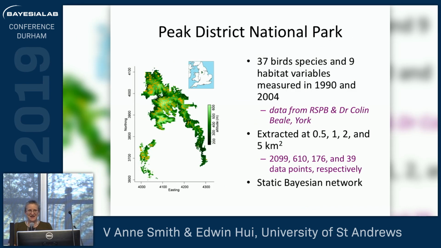And here, I think I've got time for a quick example of my stuff before I pass over to Edwin, where we have data that we collected on bird groups in the Peak District National Park that were measured across two samples that were 14 years apart, and they did another one in 2018, 14 years later. It's a strange sampling interval, but they've done that, and we had different spatial scales that the data were collapsed over, and we developed Bayesian networks from this.